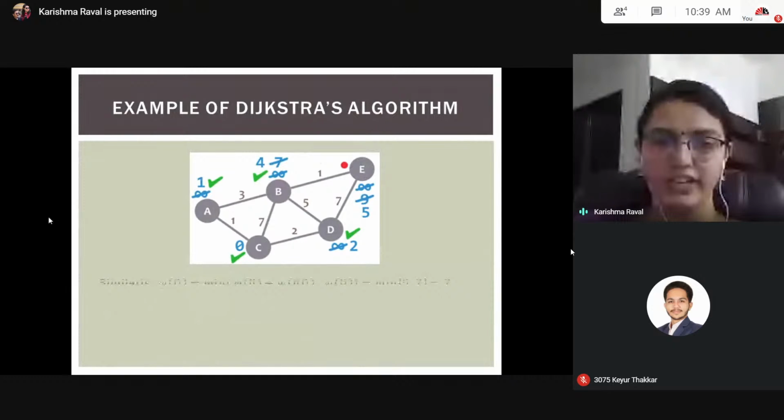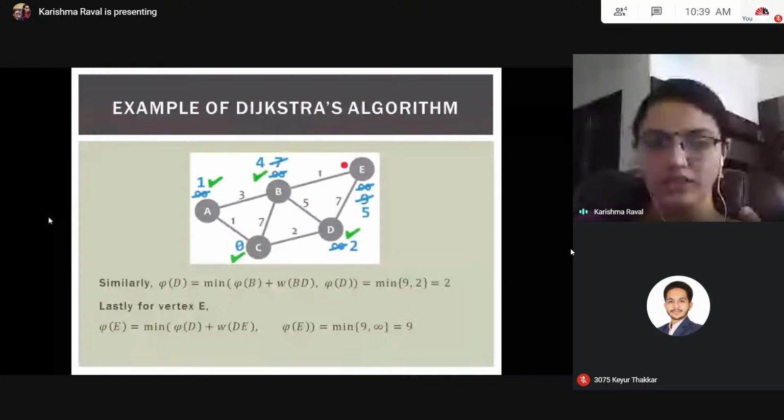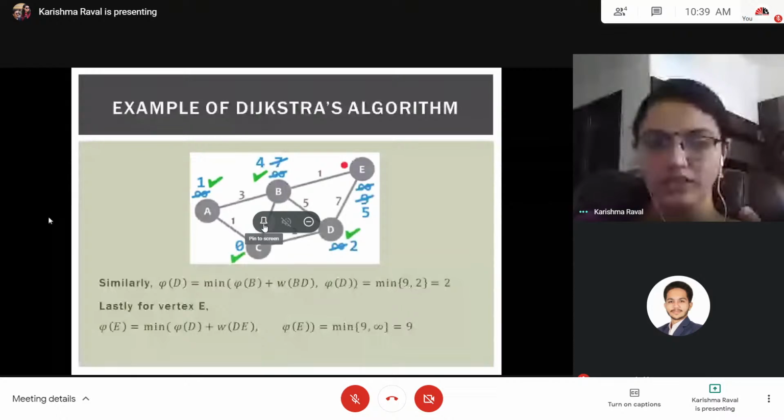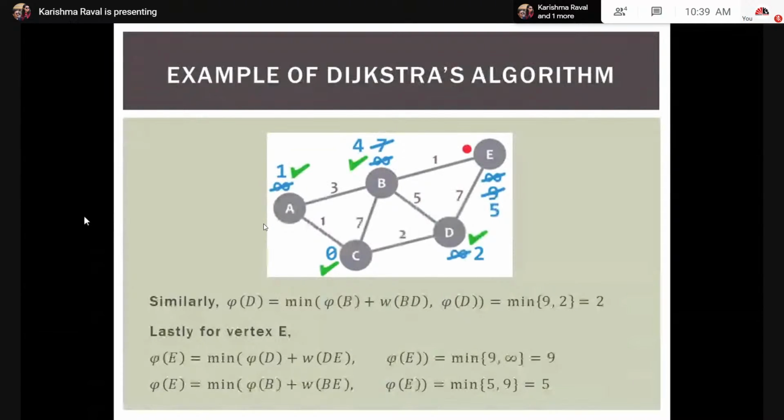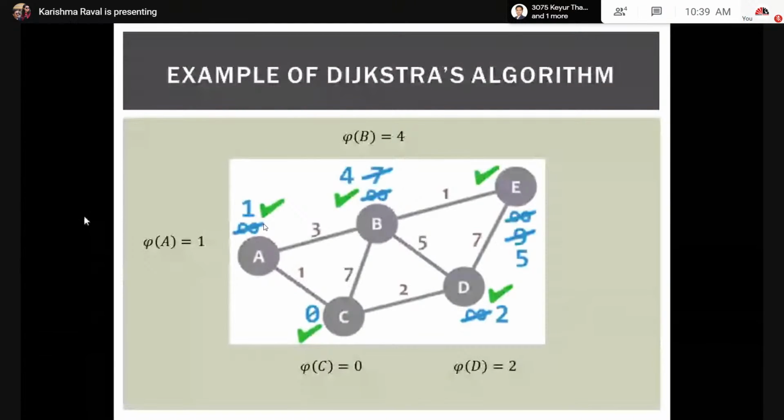For the vertex E, now again we have two paths. We can travel from C to D and D to E. We can also travel from C to B and B to E. While traveling from C to D and D to E, we get weight 9. And traveling from C to B and B to E, we get weight 5. So 5 is the minimum and so we freeze it. So finally, using this method of Dijkstra's, we are getting the shortest path between C and A as 1, between C and B as weight 4, from C to C we get 0, and to E it is 5.